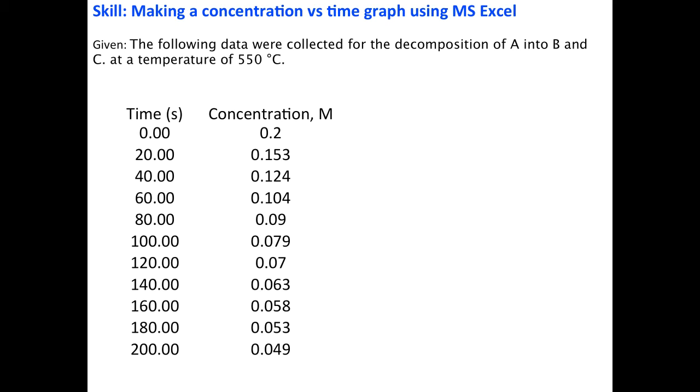In this video, we're going to be using Microsoft Excel for making a concentration versus time graph. This is very common for kinetic experiments, especially if you need to get orders of the reaction. You can use it to do average rate, instantaneous rate, or initial rate. So this is a very important skill to master before doing any type of problem.